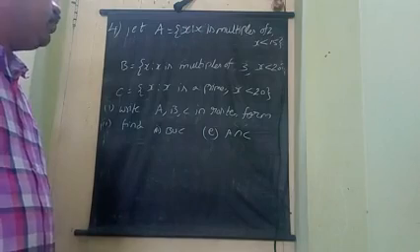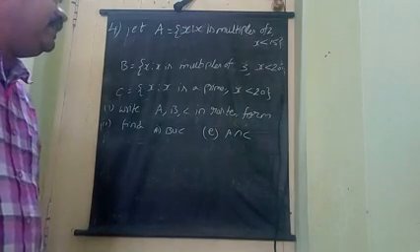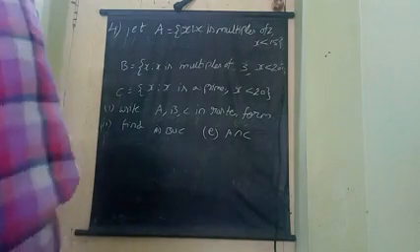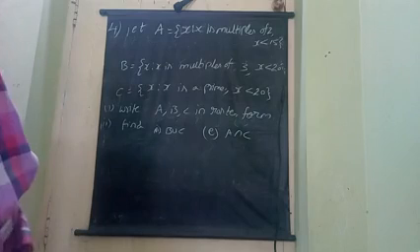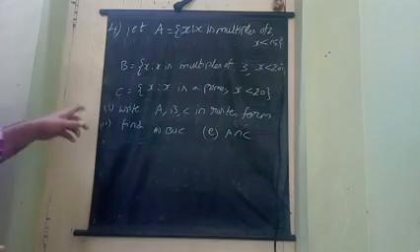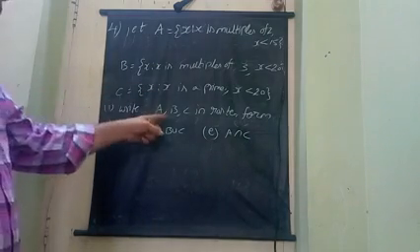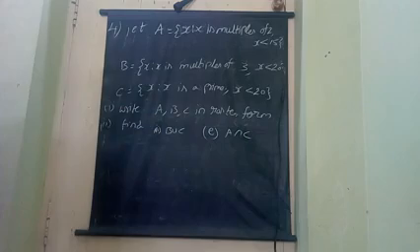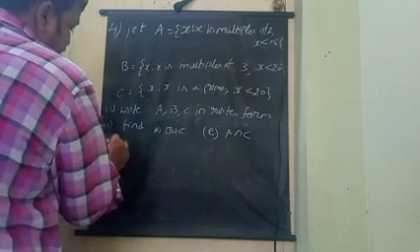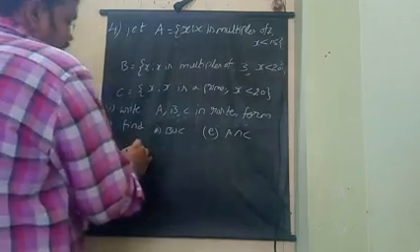Write A, B, C in roster form and find B union C and A intersection C. So first of all, what is given for us? Write in roster form, and B intersection C, A union B. So here I am writing the first number set. First one is the solution.